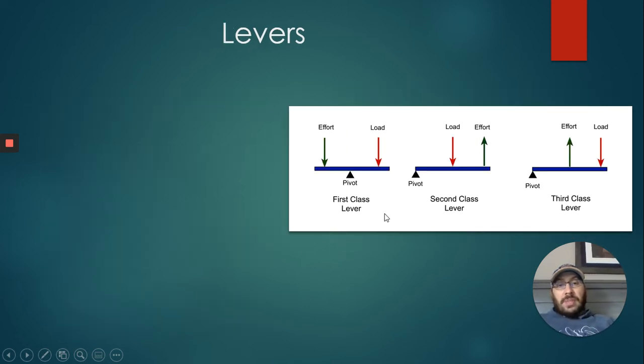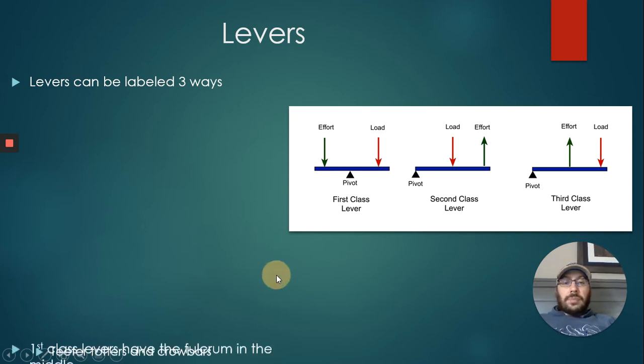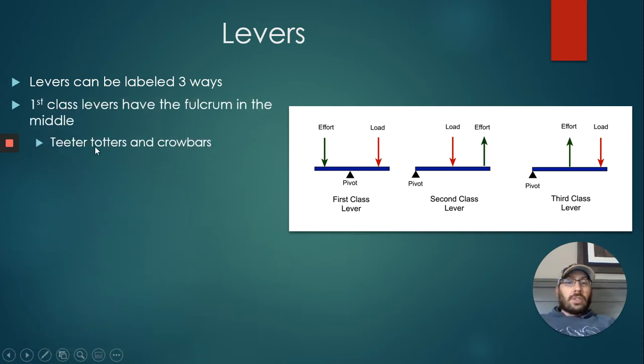There are 3 different types of levers. We're going to talk about them very quickly. You've probably seen these before. The first lever is the first class lever, and it's right here where the effort and the load are on either side of the pivot. All 3 of the levers we played with during our lab were first class levers. The pivot was just moved to different spots, but the effort and the load were always on either side of the pivot. These are very similar to teeter totters, crowbars, any of those types of things.